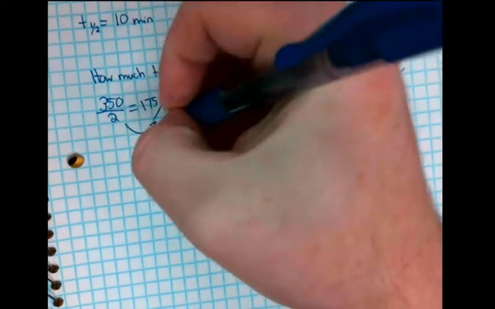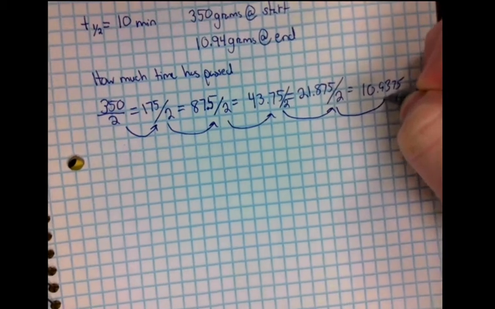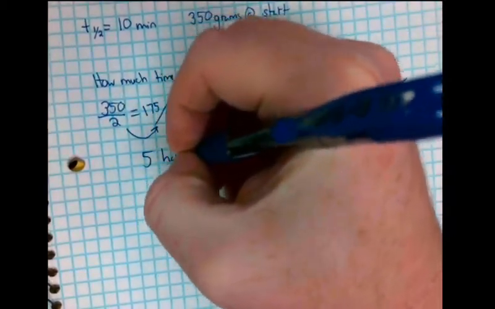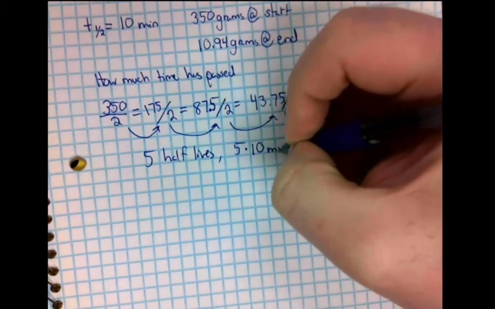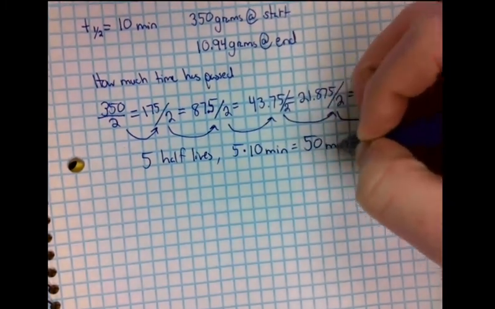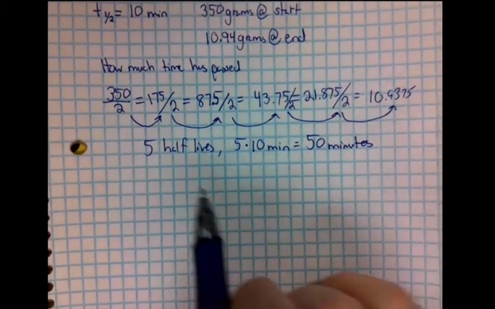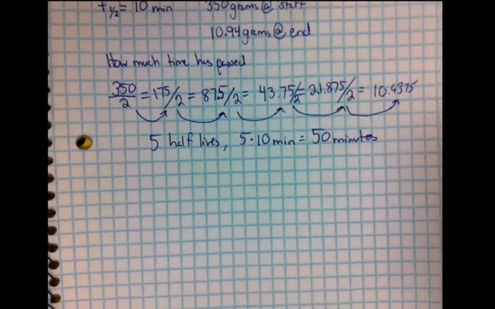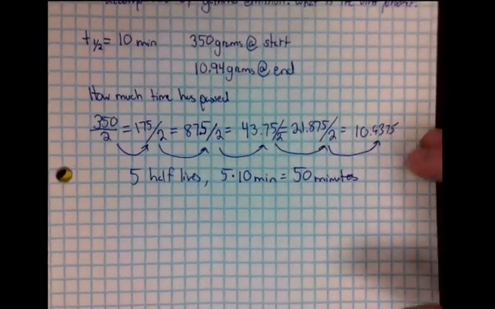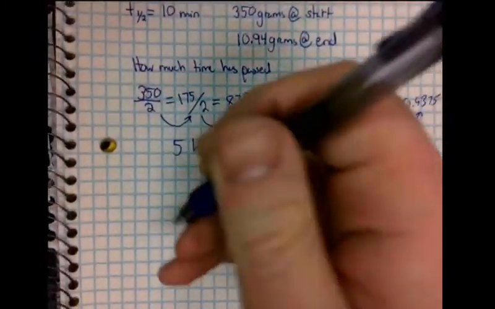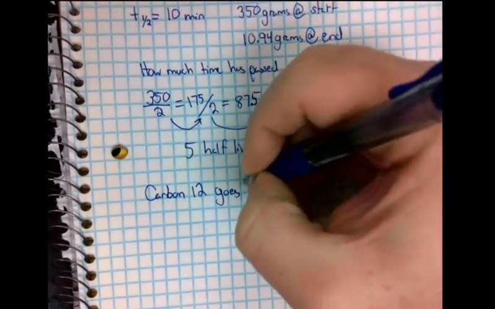So this was 1, 2, 3, 4, 5 half-lives. 5 times our half-life is 10 minutes. It's 50 minutes. So that's an example of what the work would look like for one of the problems like this. You basically just take this and you're going to keep dividing it over and over again. There are a couple more complex versions of these problems, but this gives you an idea of how you're supposed to solve them.